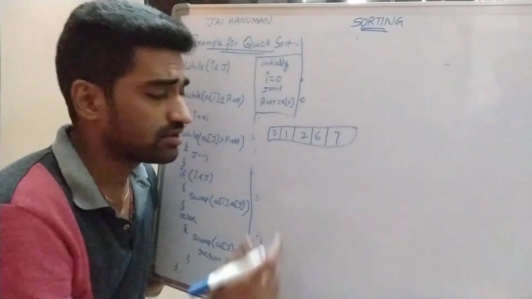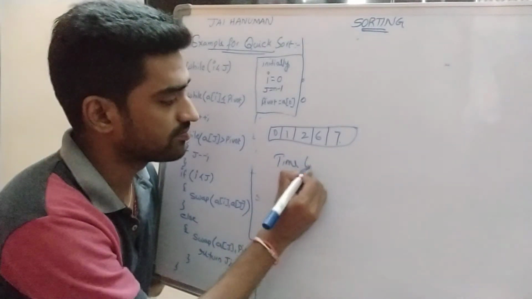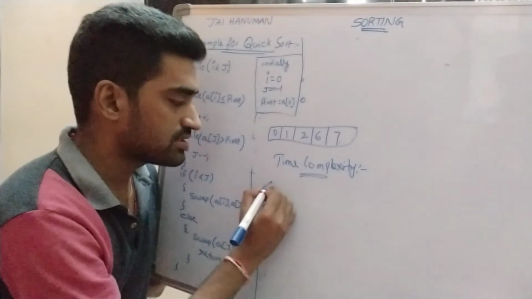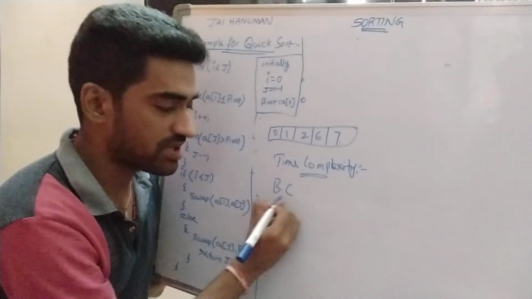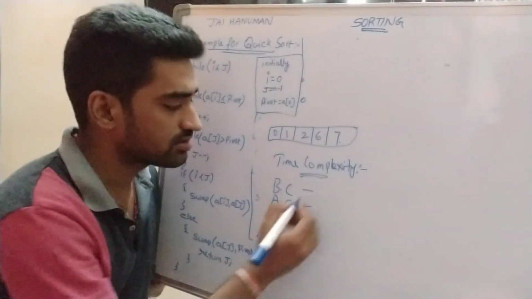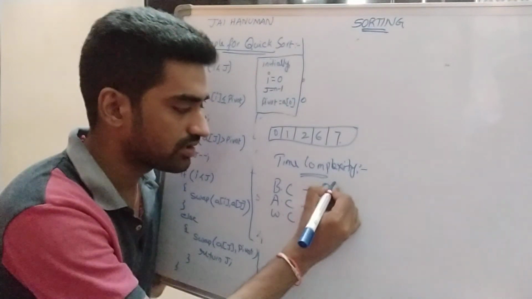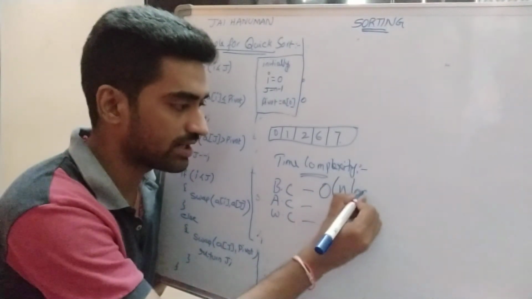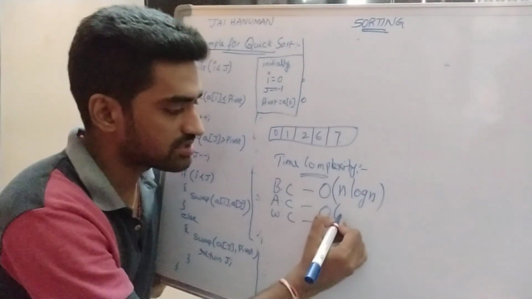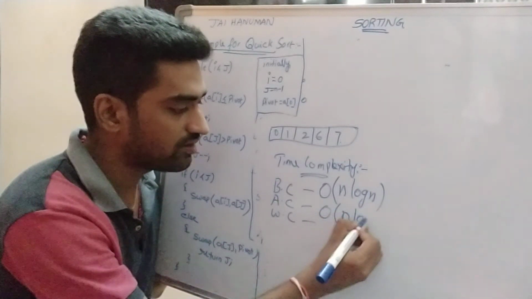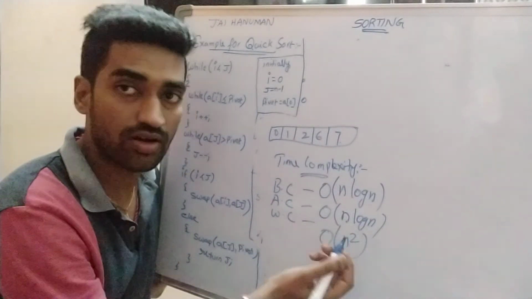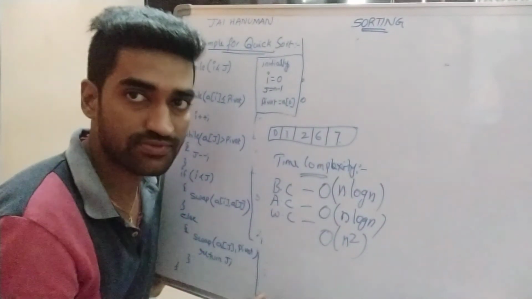And one more thing, we are discussing time complexity. Time complexity for quicksort can be represented with the help of best case, average case, worst case, right? So here the best case time complexity for quicksort is big O of n log n. Average case for quicksort time complexity is big O of n log n. Worst case is big O of n square. So order of n log n, order of n log n, order of n square. So these are the time complexities for quicksort, right?